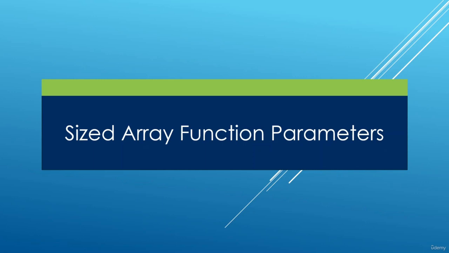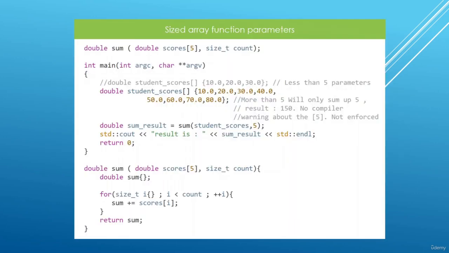In this lecture, we're going to learn about what happens when the array you pass as a function parameter has a size. Let's look at an example. Here we have a function that is going to sum up our array, but we have specified the size of the array here. If you look at this 5 here, you might think that the compiler is going to enforce for your parameters to have 5 elements, but that's not the case.